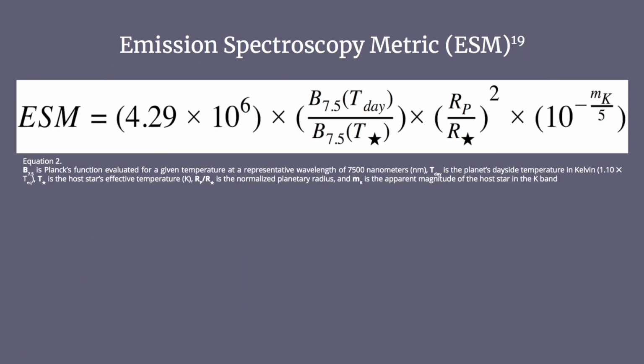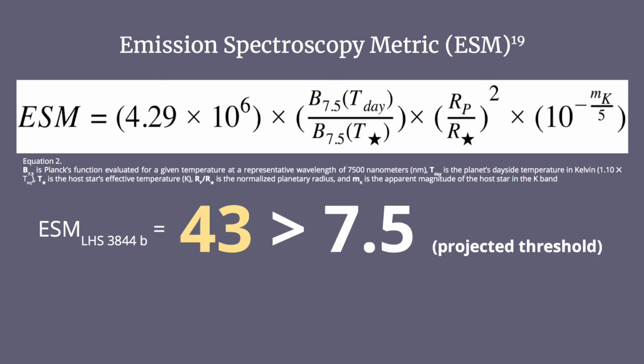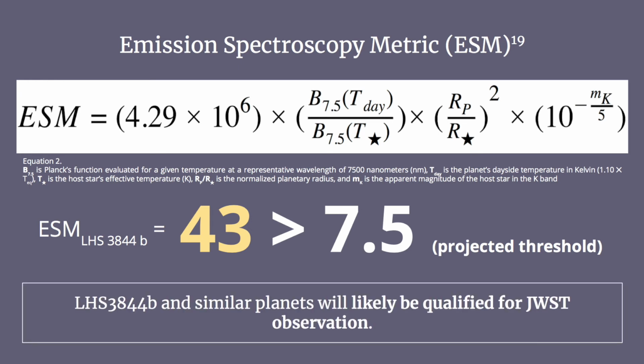To determine LHSb's qualification for the James Webb, I calculated a theoretical emission spectroscopy metric, or ESM, that was developed by Kempton et al. in 2018 that quantifies the expected signal-to-noise ratio of the emission spectroscopy observation of a given planet. And the ESM is shown here in equation 2. For LHSb, I calculated the ESM value to be 43, and this surpasses the projected threshold of 7.5 for model simulated planets in the literature that were deemed qualified for James Webb follow-up. And so this suggests that LHSb and similar Earth-like planets will likely be qualified candidates for the James Webb, and that's really exciting because studying the atmospheres of Earth-like planets could provide us with more information regarding atmospheric biosignatures.